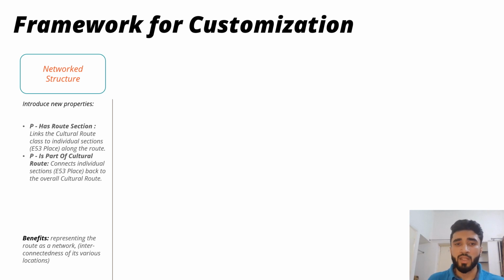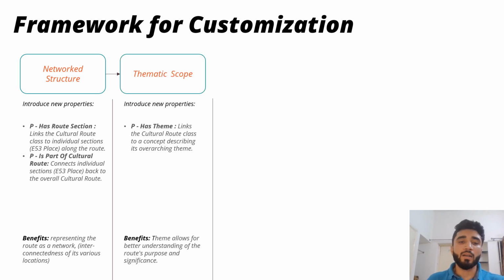It focuses on four key concepts. The first one being the network structure. So here is the introduction of new properties such as has route section, which links the cultural route class to individual sections along the route. Then the property introduced is part of cultural route. So this connects the individual sections back to the overall cultural route.